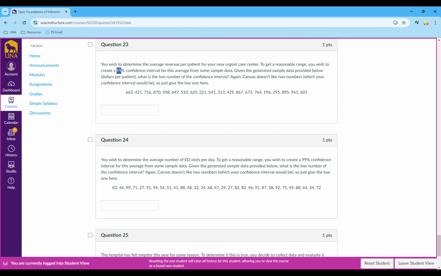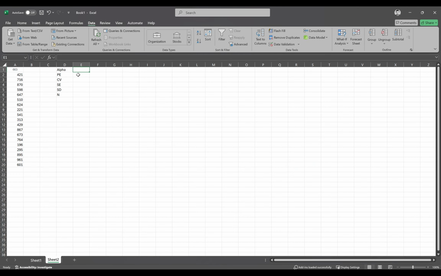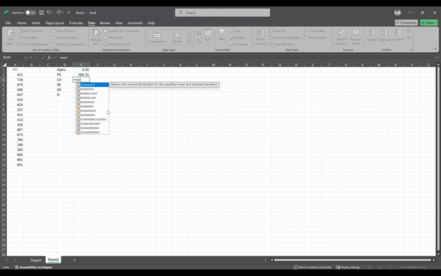And so it says a 95% confidence interval, so I'm going to go ahead and put in alpha equals 0.05. That's the error rate. The point estimate is always going to be, when we're estimating the mean, which is almost always what we do, the average. I'm doing Control Shift down here to highlight them all. The critical value, well, let's see if I can remember.